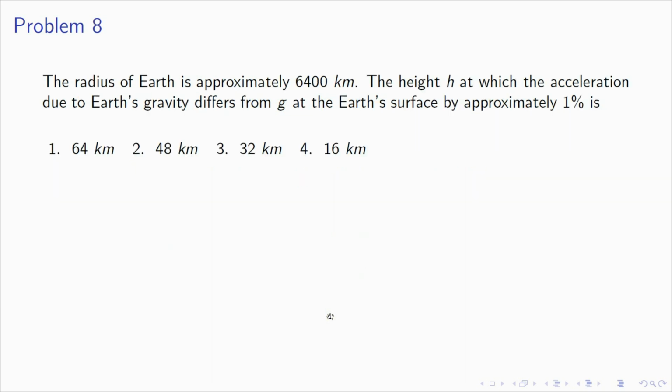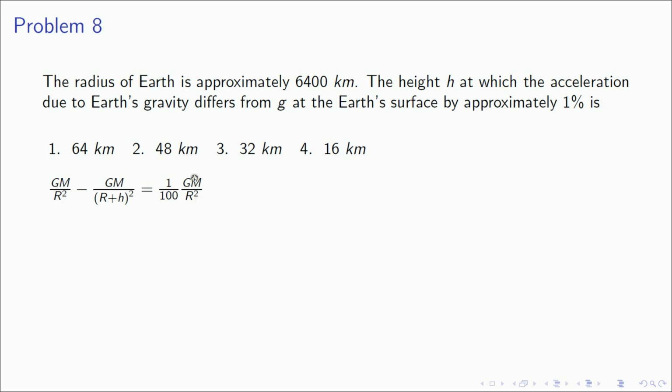Okay, so next problem, it says the radius of Earth is approximately 6,400 kilometers. So the height h at which the acceleration due to Earth's gravity differs from g at Earth's surface by approximately 1% is what? So this is simple. At the surface, this is the value of gravity. At a height h, it will be r plus h. So it's this. The difference will be 1%, so it's 1% of the value of gravity at the surface. So it's this one, and now you can just evaluate this.